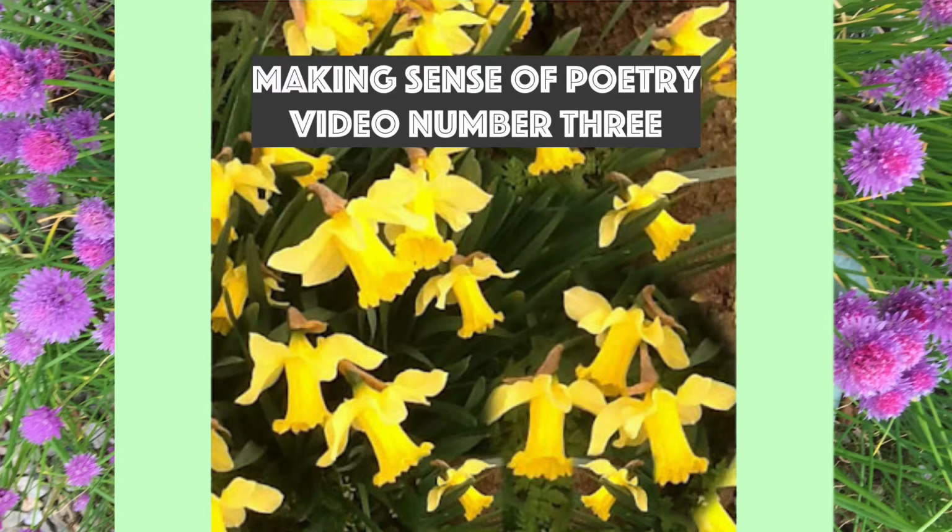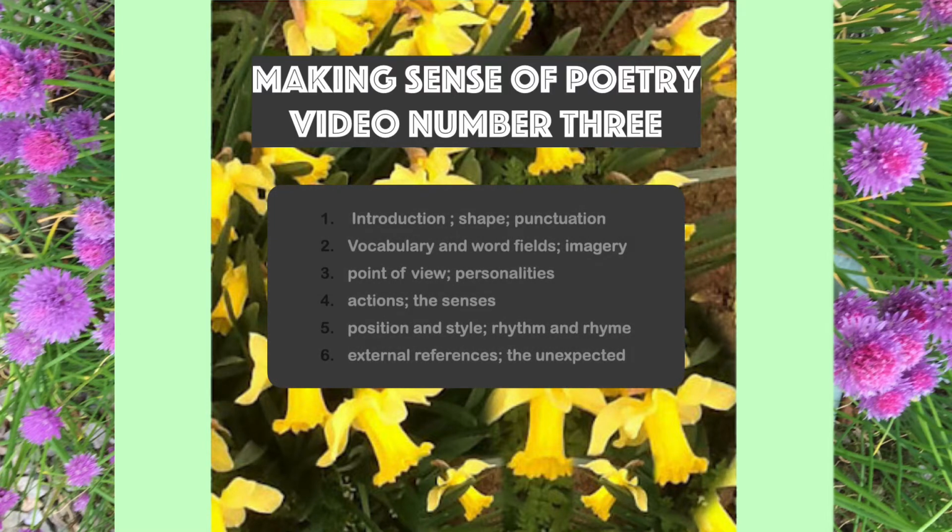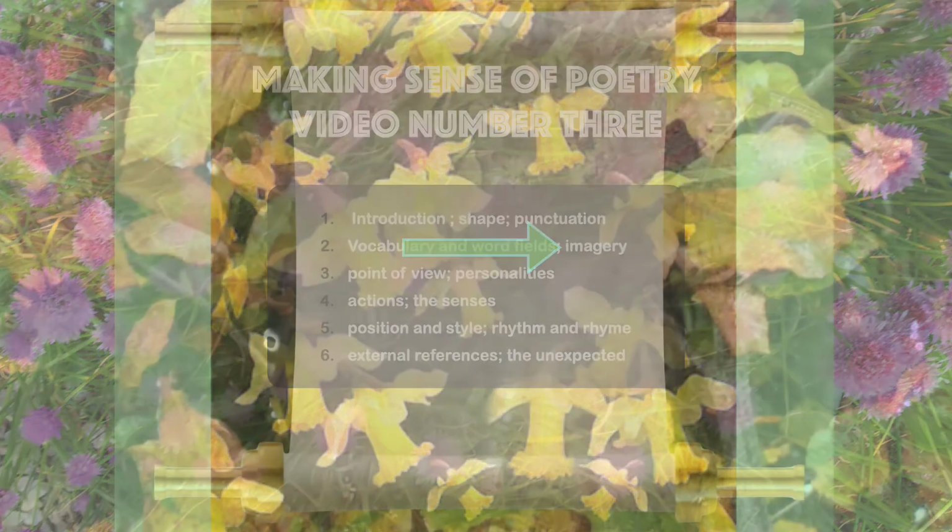Hi, once again, welcome to this video presentation series, Making Sense of Poetry, particularly unseen poems. Here we go with number 3, and this time we're looking at imagery. And here it comes, and a very reluctant arrow comes across the screen to point at it, just in case you don't know what imagery looks like.